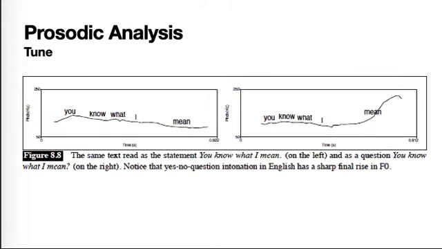For example, on the left, it shows the statement, "You know what I mean." So there's a final fall in the tune. But if instead you say this as a question, "You know what I mean?", then there's a rise at the end of the sentence to indicate this is a question.